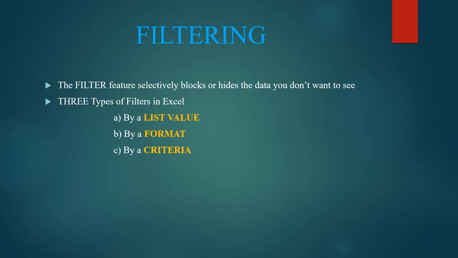There are three types of filter. The first one is list values, the second is format, and the third one is criteria. Excel provides commands for filtering data ranges. Have you understood? It is to block the unwanted things. That is called filtering.